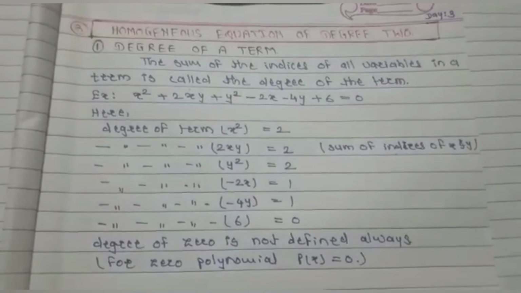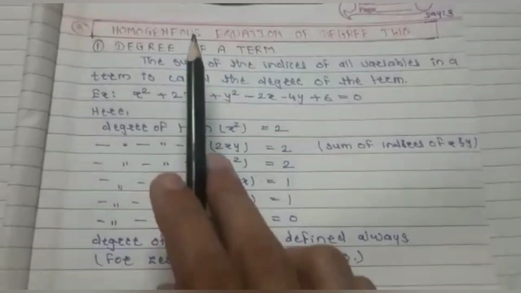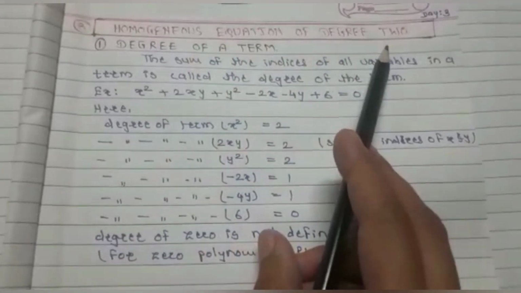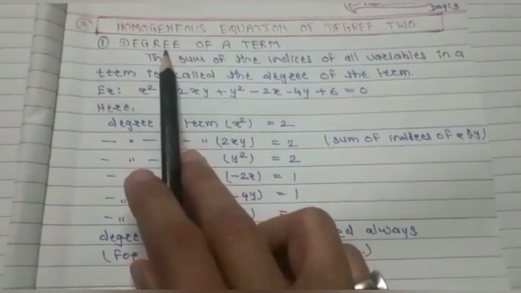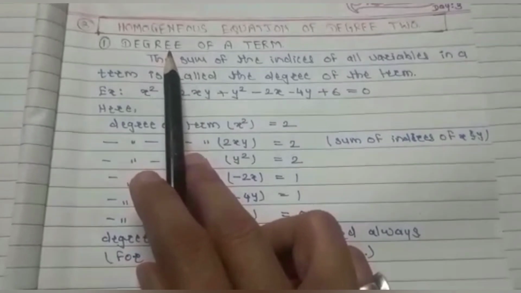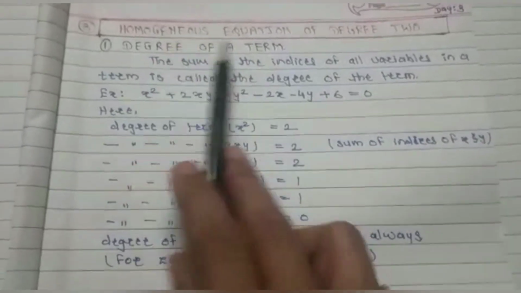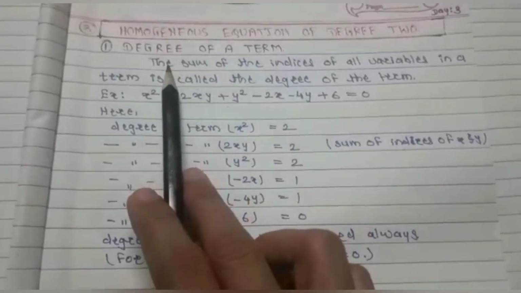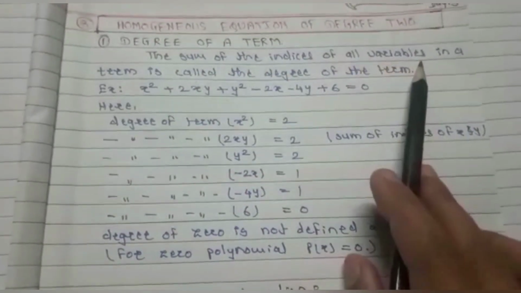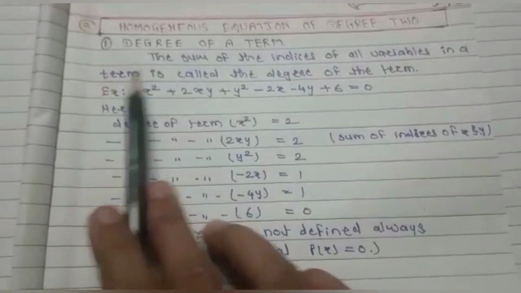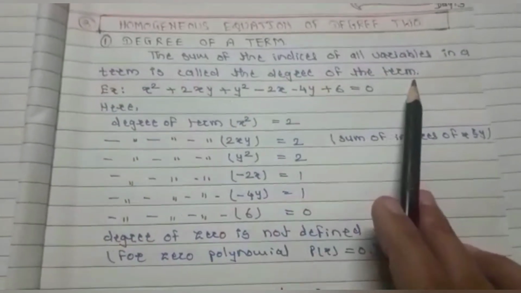Now we see another concept, that is homogeneous equation of degree 2. Before learning homogeneous equation directly, we will learn some basic concepts. Degree of a term. What is meant by degree of a term? The degree of a term is the sum of all the indices of all variables in a term.